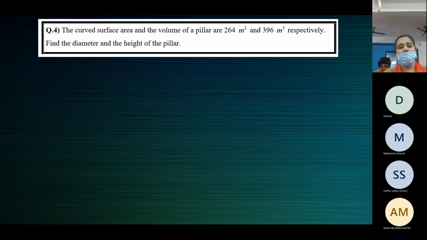We can assume only two things. That pillar is a cuboidal pillar. So pillars in general are cuboidal or cylindrical. Now how do you make out? It's not given here. See, the word diameter is used. When will they use the word diameter? Only if it is a cylindrical pillar. That's why a diameter is given. So the curved surface area and the volume of the pillar is given to you. You should find the diameter and height.